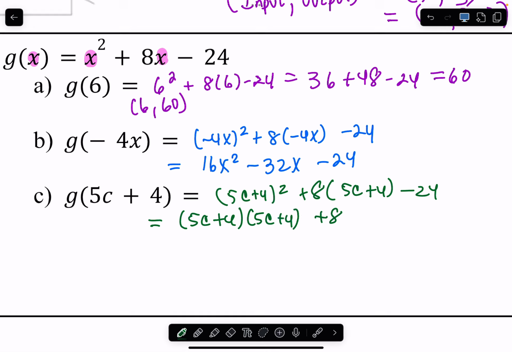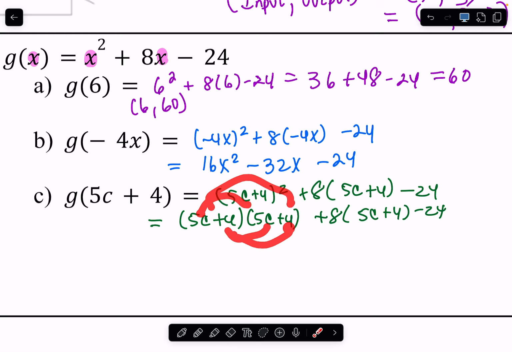Since it has a square on it, just write it twice. By writing it twice, you're more likely to see, oh, that's a FOIL. That's a first, outer, inner, last. That's distribute the 5C, distribute the 4. So then we won't mess up that algebra.